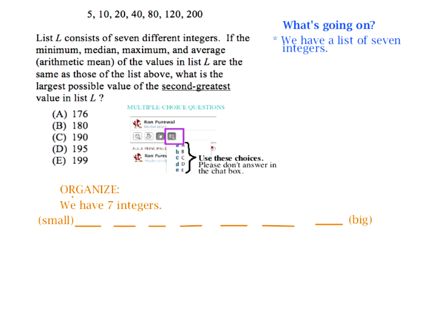So, all right, 7 integers. And then let's just see what we know. The median, the minimum, and the maximum are the same as these guys. So the minimum has to be 5, the median has to be 40, and the maximum has to be 200. So let's just put those in there. 5, 40, 200.